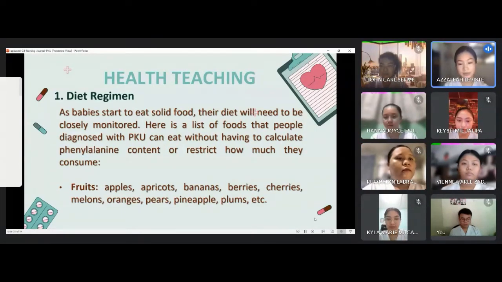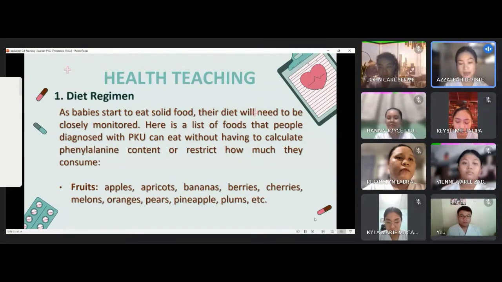Okay, so for the continuation of the diet regimen, as babies start to eat solid food, their diet will need to be closely monitored. Here is the list of food that people diagnosed with PKU can eat without having to calculate phenylalanine content or restrict how much they consume. So as newborns start solid food, their diet must be supervised. People with PKU may eat these items without calculating phenylalanine levels or limiting consumption.